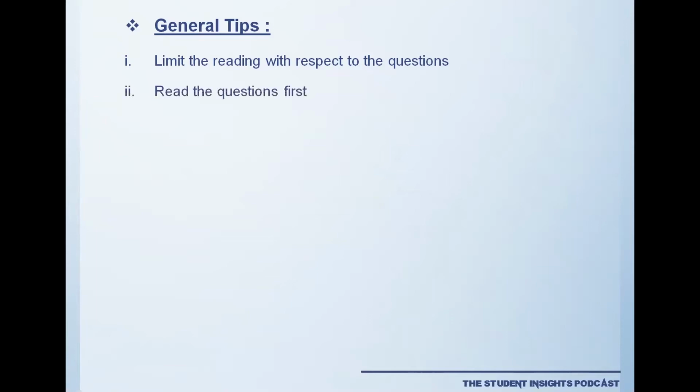Second is read the questions first. This goes hand in hand with the first one, because once you read the questions, you know exactly what information you require, and you will not waste time reading the other unnecessary information provided in the passage. And this is actually a very smart move to save on your time.